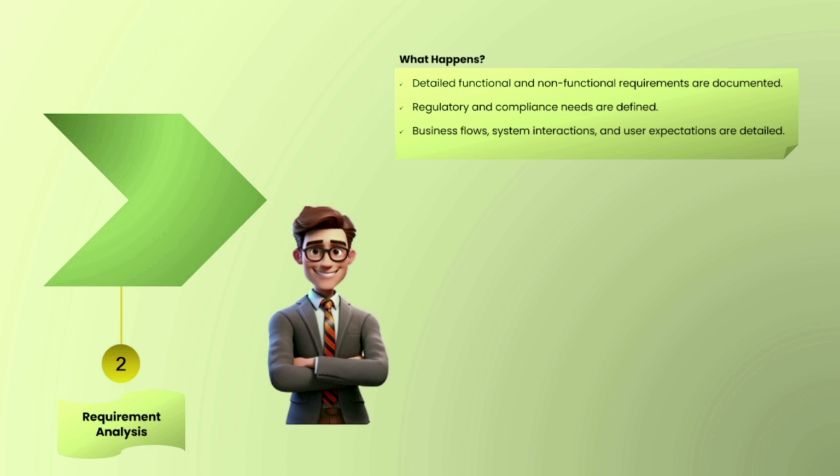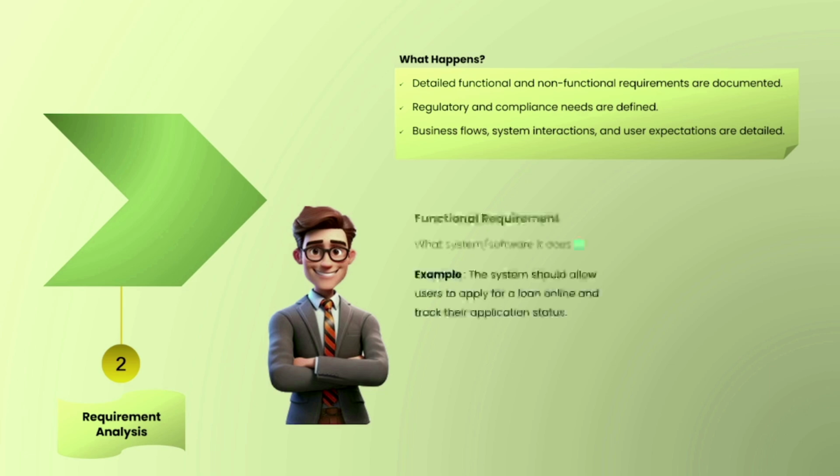These are whatever meetings were held in the planning phase by the BA. Now in this phase, the BA goes into detail on each and everything and starts documenting it. So in the first phase, the BA takes lots of meetings. In the second phase, the BA creates lots of documents. Now let's see what the functional requirements are.